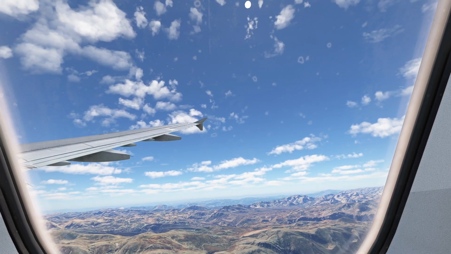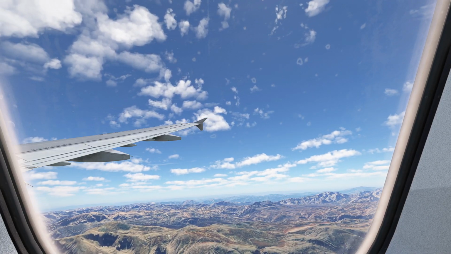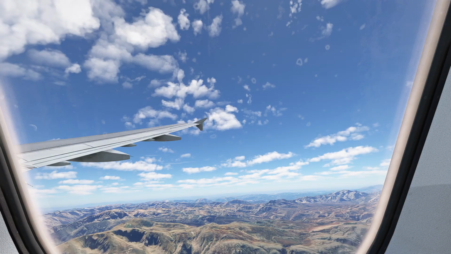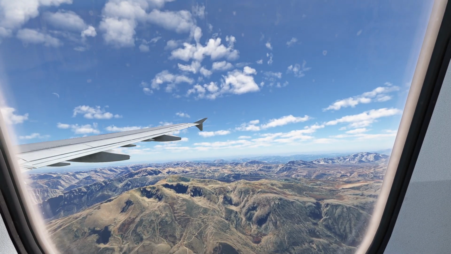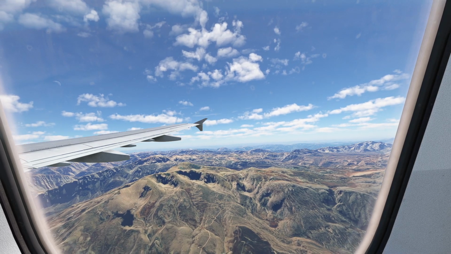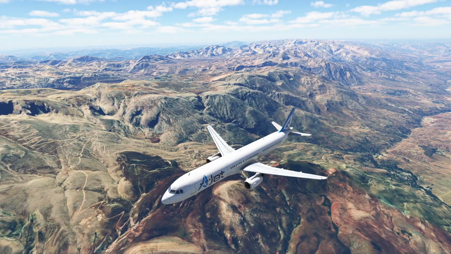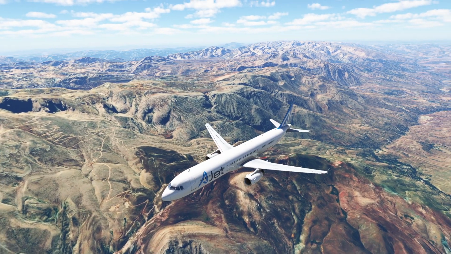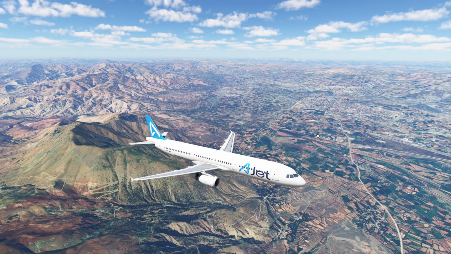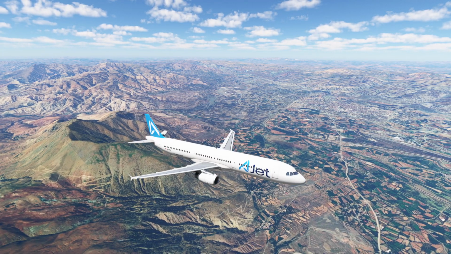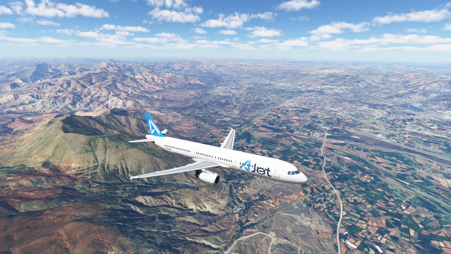And today we are going to deep dive into the visual maneuvering or circling procedure in depth. Today we are on board an Airbus A321 airline, flying into the beautiful city of Erzincan in the great country of Turkey.